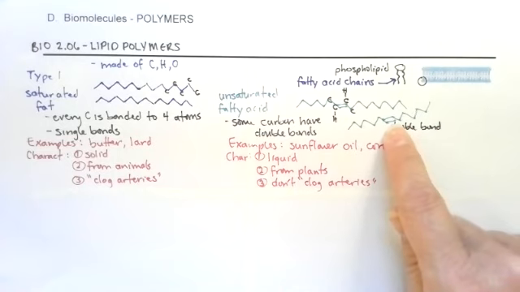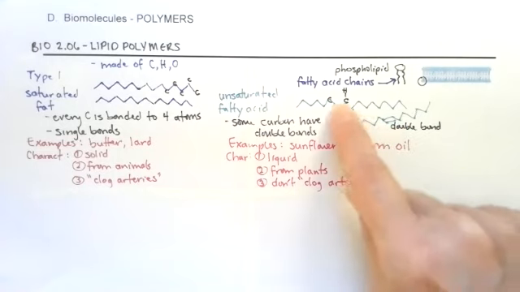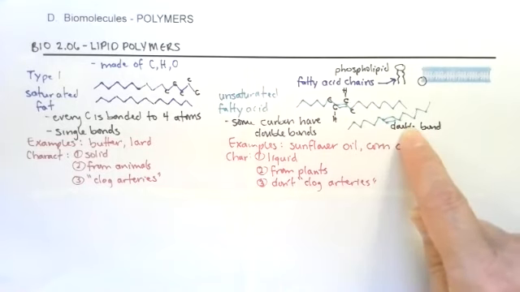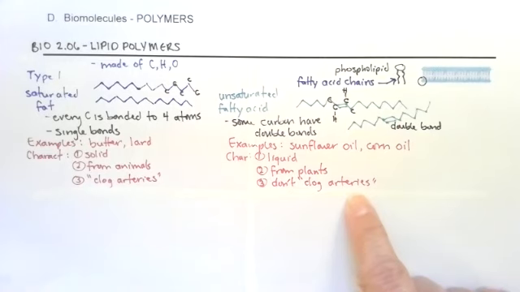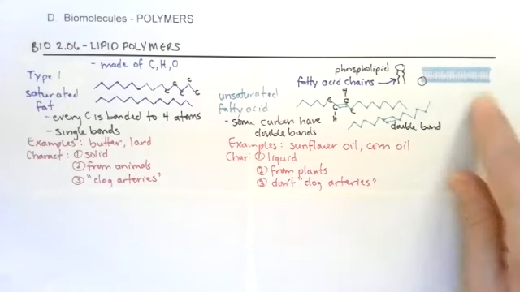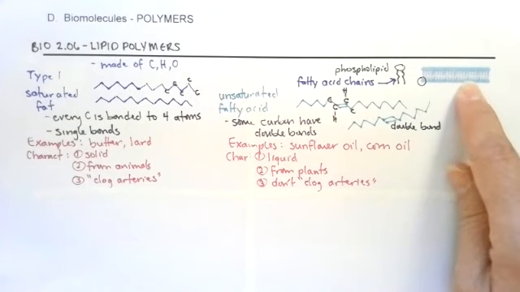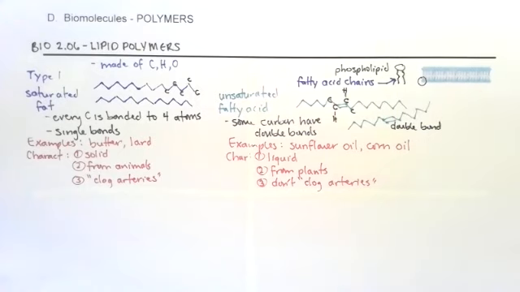Unsaturated fatty acids, on the other hand, have these double bonds. They don't stack. They have to kind of stick out, and that makes them liquids. They're mostly from plants, and they're more healthy for us because they don't clog our arteries. We'll touch on this in a chapter or two. So that's what we're going to discuss about lipid polymers today.